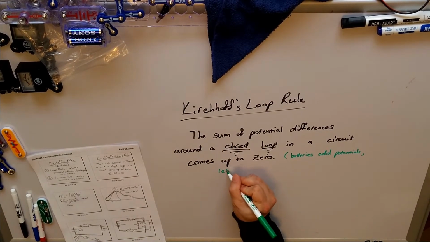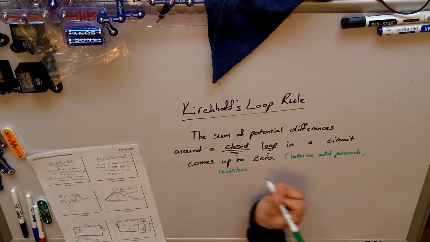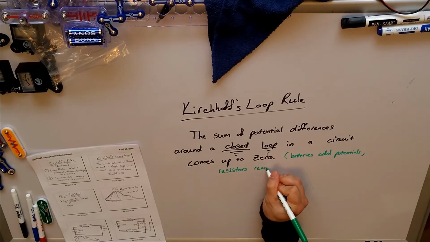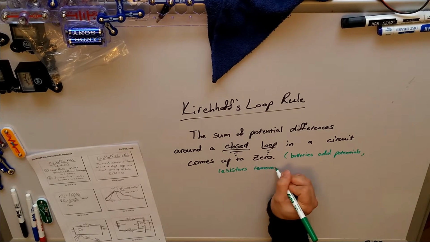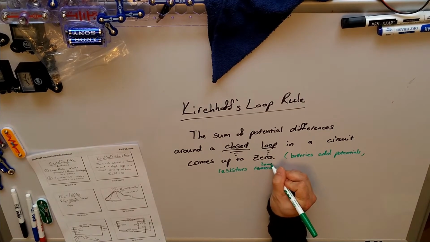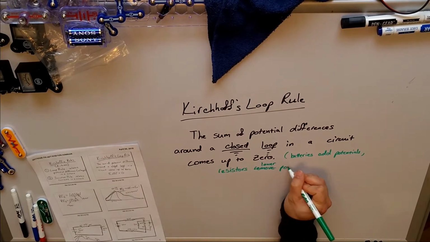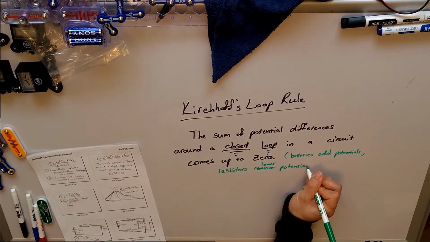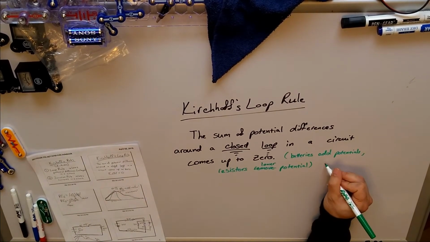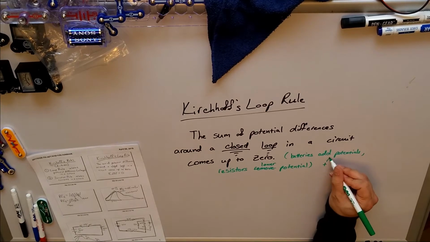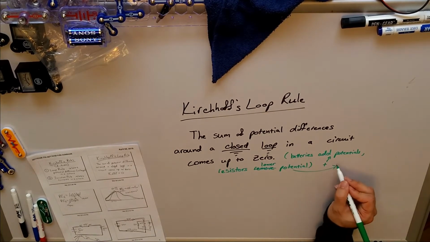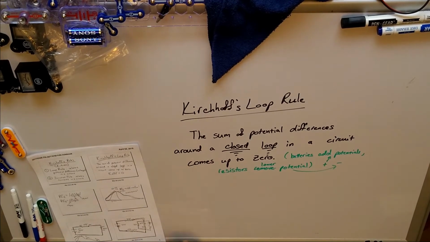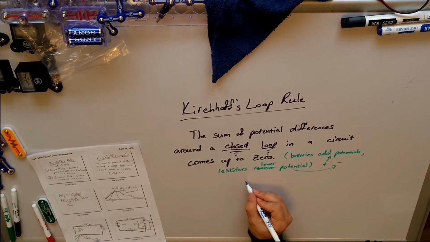Components, especially resistors, remove. Or what you could say is batteries add potentials, resistors lower potentials. So your potential difference across a battery for our purposes is going to be positive, and the potential difference across a resistor is going to be negative. All right. In mathematical terms, it looks like this.